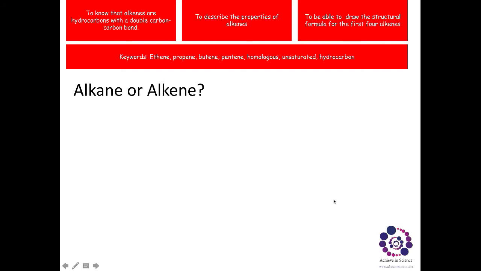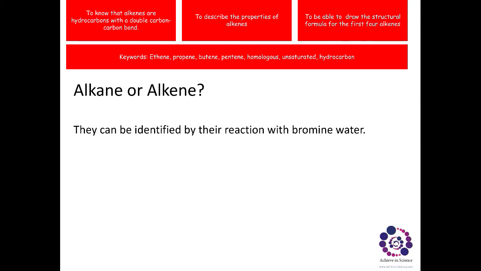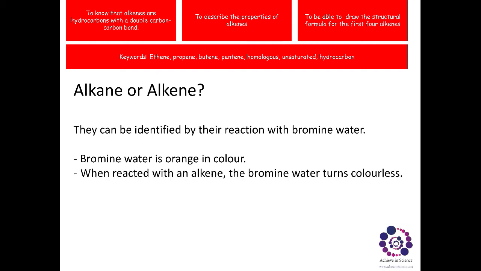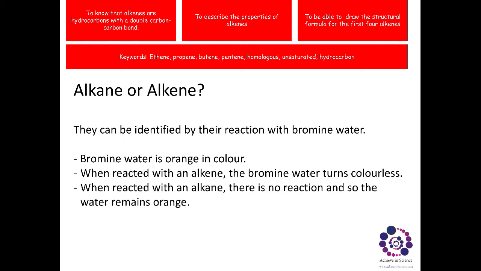Well, how do we know if we've got an alkene or an alkane? It's difficult, because we can't necessarily look at the structure. We need to do a test instead. We use bromine water. Bromine water is orange in colour. When we react it with an alkene, the bromine water turns colourless. When we react it with an alkane, though, there is no reaction. It therefore remains orange. So bromine water is used to identify if we have an alkane or an alkene.